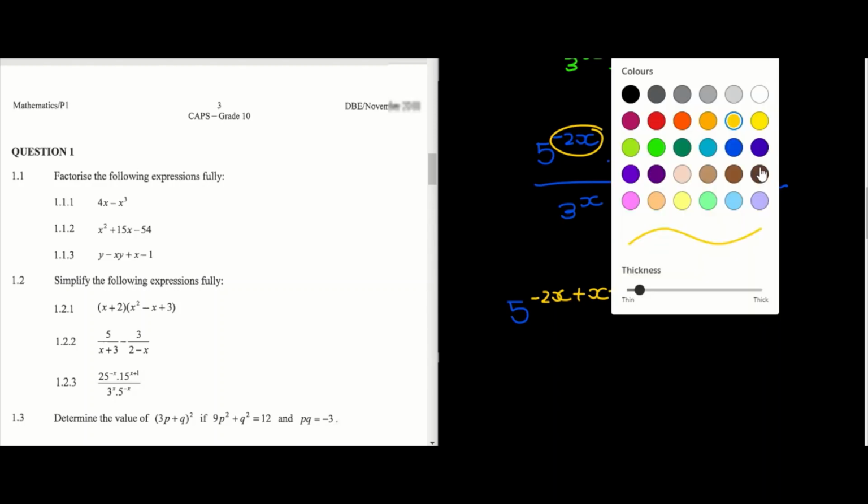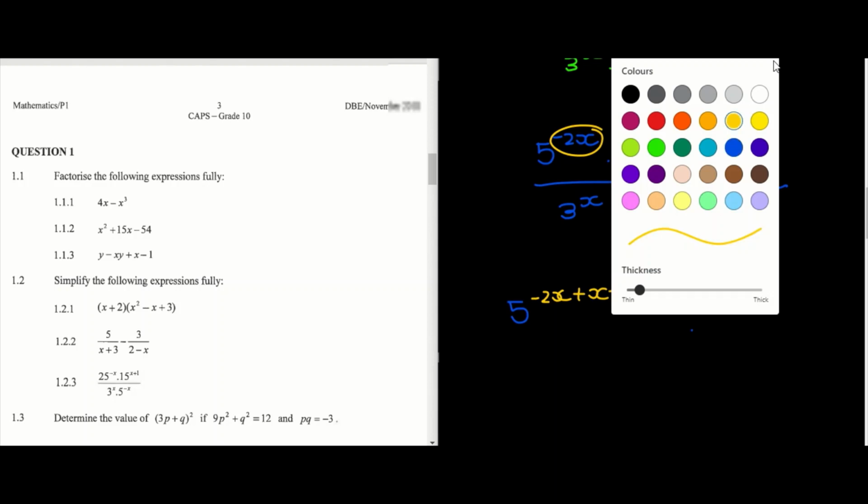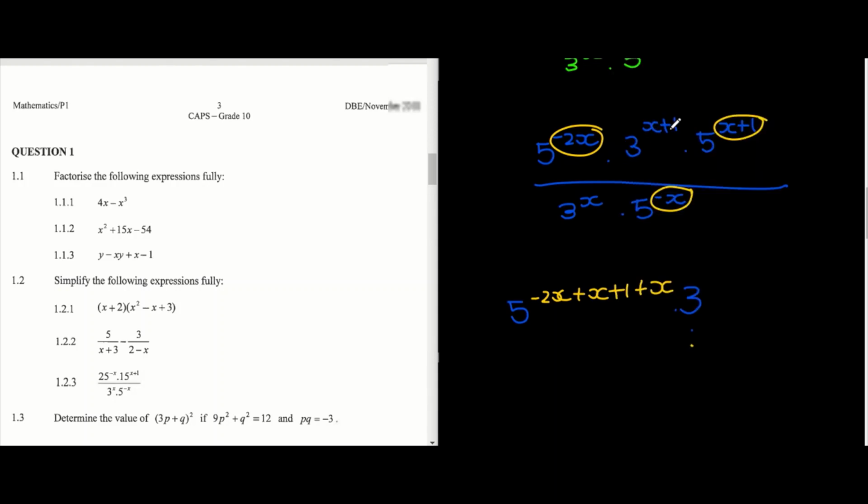For the 3, we do the same thing. So we're going to say, okay, 3 was our base. And let's sort out now what the exponents are. So for the 3, we had x plus 1, so we keep that up there. And at the bottom, we had x, so we're going to take that away because it was at the bottom. And then we can just simplify, see how far we can get from there.